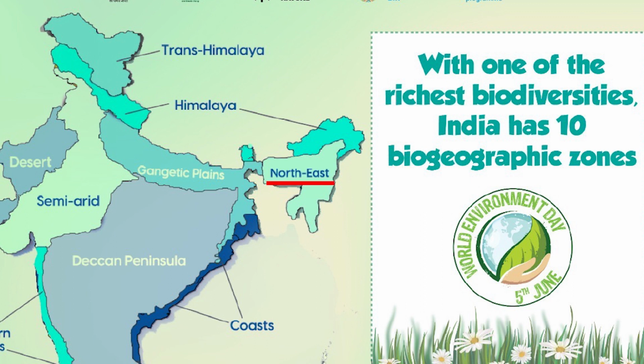The Northeast zone includes states like Assam, Arunachal Pradesh, Meghalaya, Manipur, Mizoram, Nagaland, Tripura and Sikkim. The region's unique geography and climate create a wide range of habitats, from tropical rainforest to alpine meadows. Species like the hoolock gibbon, one-horned rhinoceros and various orchids are found here. The cultural diversity is equally remarkable, with numerous indigenous communities preserving their traditional lifestyle and practices.